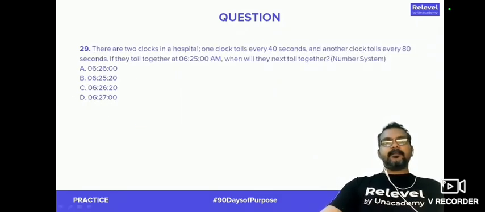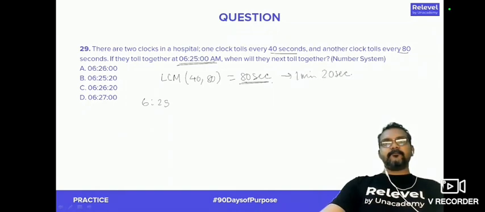29. There are two clocks, one tolls every 40 seconds, another every 80 seconds. So they will toll together after their LCM. What is the LCM of 40 and 80? Obviously that's 80 seconds only. So they will toll together 80 seconds from this time. So it would be 625 plus 80 seconds, which is 1 minute and 20 seconds. So it will become 626 and 20 seconds. So that is option C.